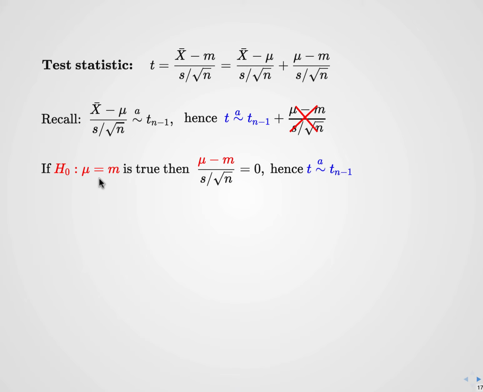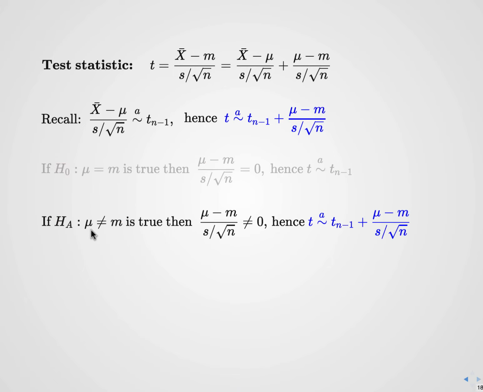But now we want to talk about type 2 errors. Type 2 errors occur when the null hypothesis is false, so we're no longer in this situation. We now need to think about what happens if mu is not equal to m. If this is true, then this additional term is not 0 because mu is different from m. The standard deviation is not 0, the n is not 0, so all of this is not 0 here. And so the t-statistic is no longer t-distributed.